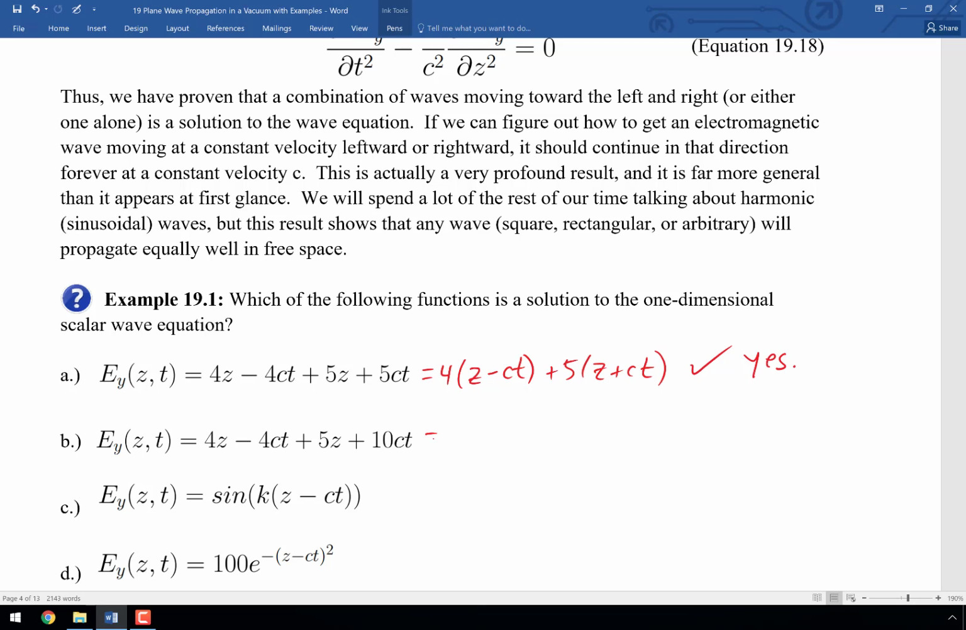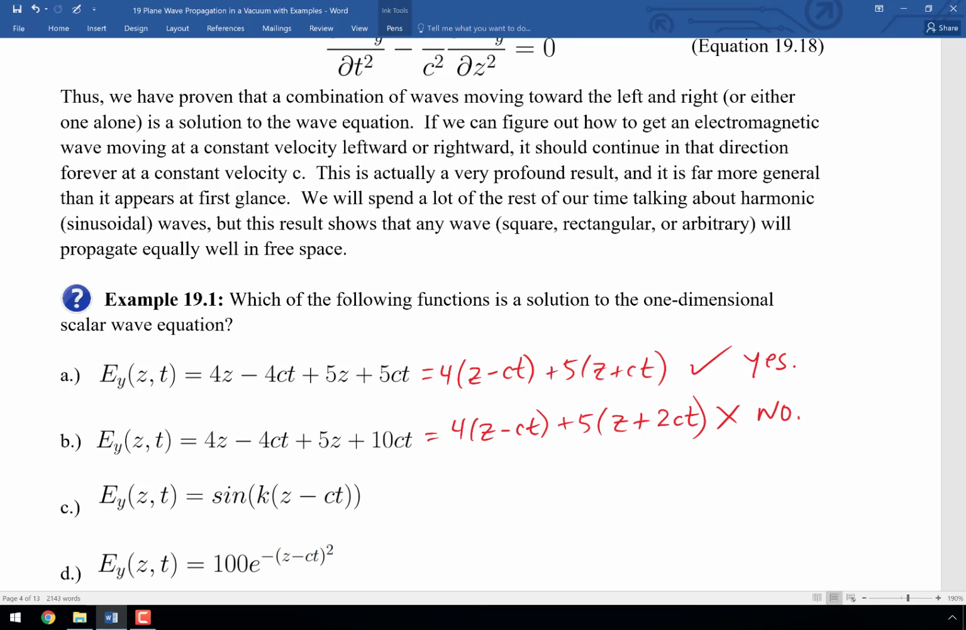Now here we can see that this would be 4 times z minus ct plus 5 times z plus 2ct. Well, that would require that the wave propagating toward the right would have a velocity of c, and a wave propagating toward the left would have a velocity of 2c, and that's not allowed. The propagation of both parts of the wave have to be equal to each other, so no, this one will not satisfy the wave equation.